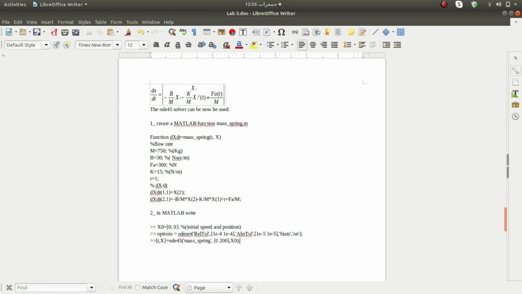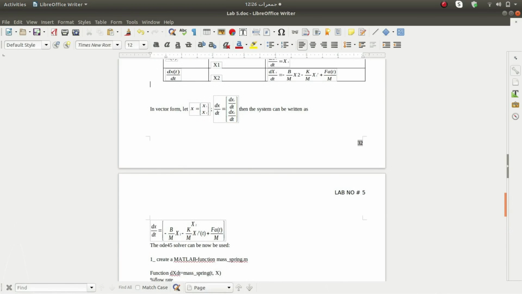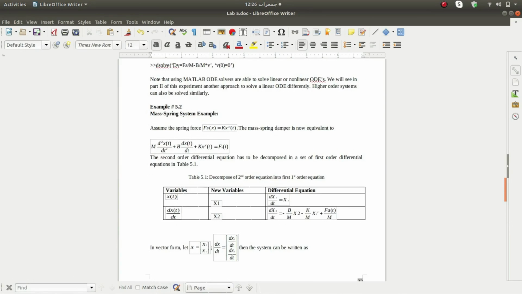So when you run both the codes of example 5.1 and 5.2, you will get a graphical result: in the first case you will get velocity with respect to time, and in the second case you will get displacement with respect to time.